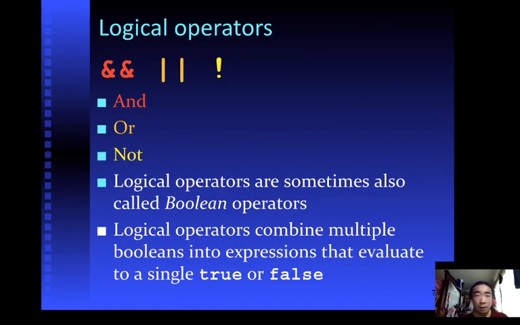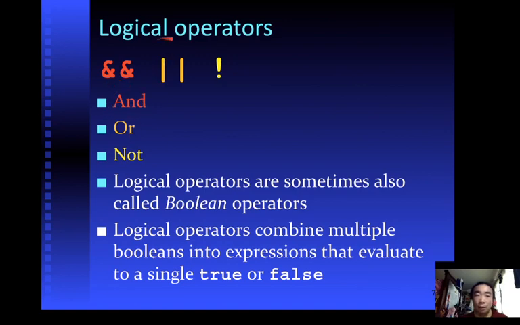So the other new idea, logical operators. We have ands, ors, and not. The two ampersands, that's shift 7 on most keyboards. Two of them, no spaces in between, means and.